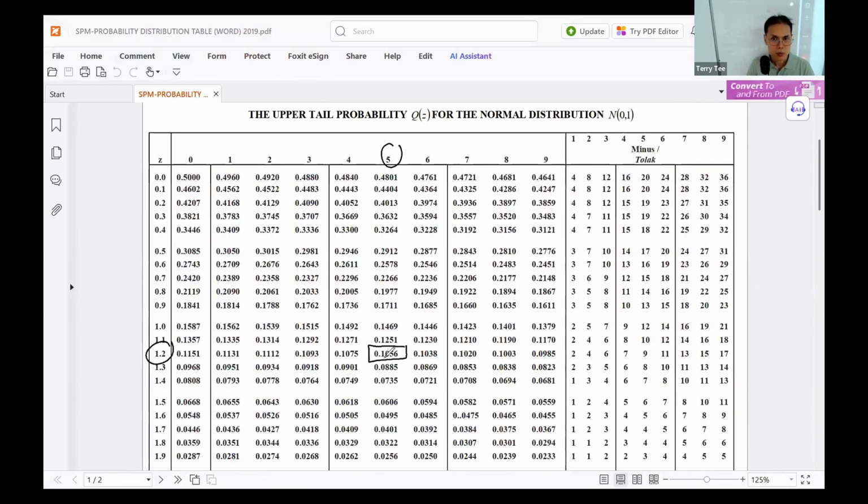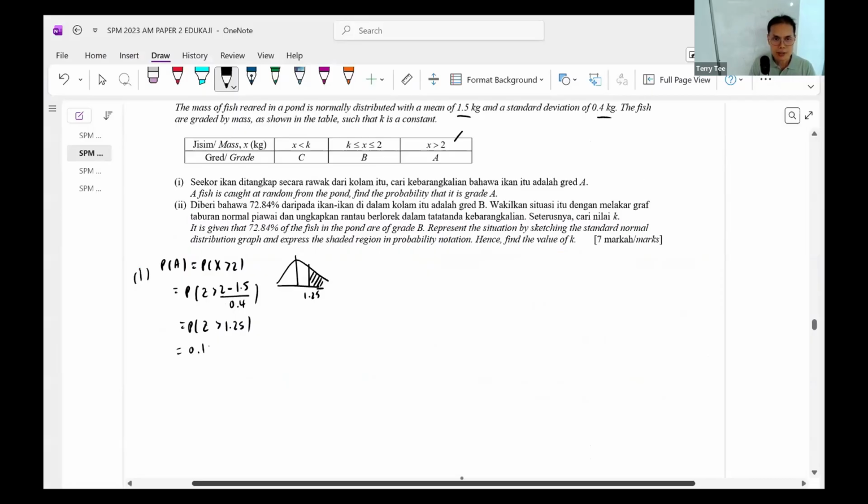0.1056. Yeah, 1056. Okay, 1056. Yeah, this table is provided in SPM. Okay, so guys, your answer is 0.1056. Okay, I want to show you this calculator method.